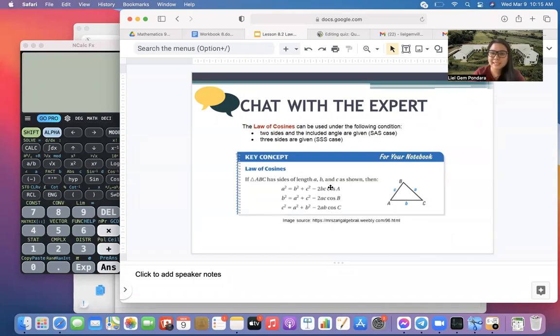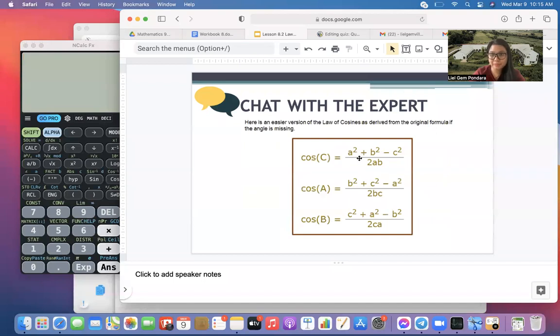Now, what if it's the angle that is missing? From this equation, we can derive it to this one. So you can take a photo of this, or you can take down notes, and this will be used once we are looking for angles A, B, or C. For example, if we're looking for angle C, that's cosine C equals a squared plus b squared minus c squared all over 2ab. And it means that this one will be used with the cosine inverse function.